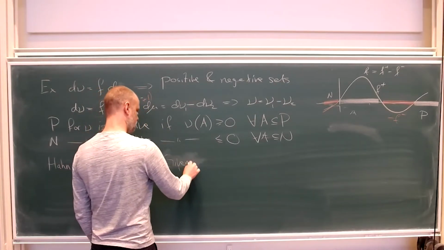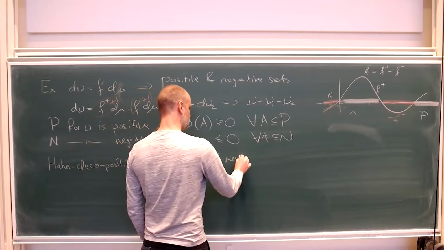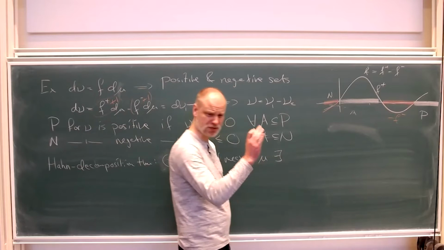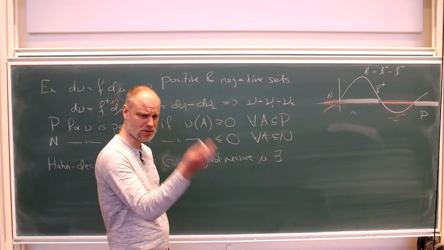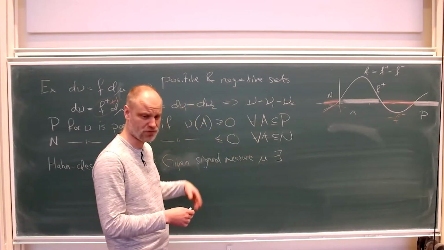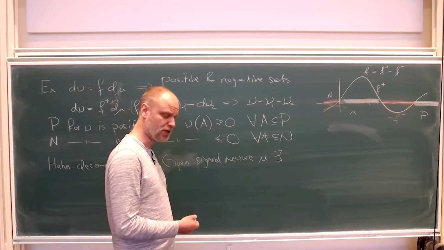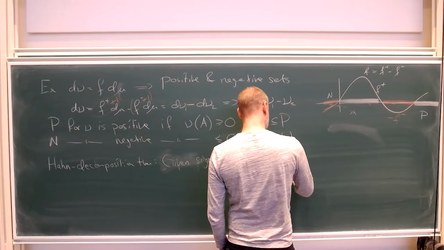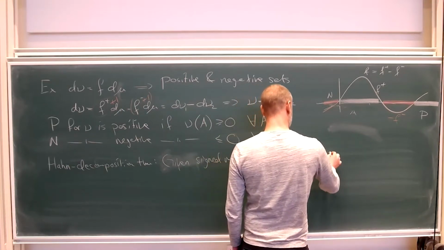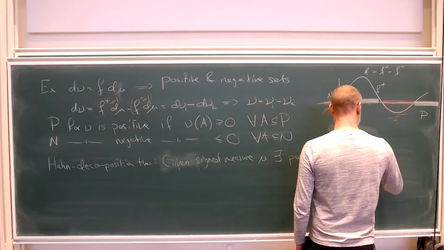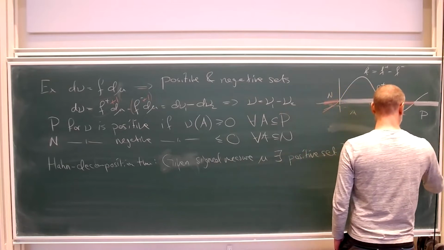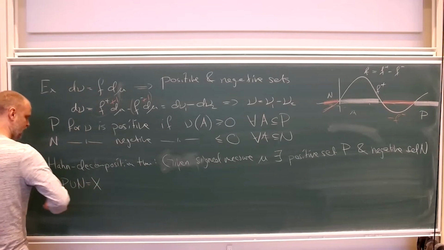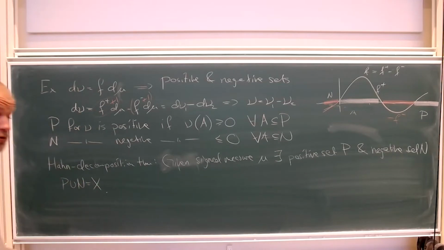So given a signed measure mu, there exists... I'm going to stop talking about the complex ones for a while, because everything you can do for signed measures, you do mutatis mutandis for the complex ones. There exist a positive set P and a negative set N, such that P union N is equal to X, the big space.